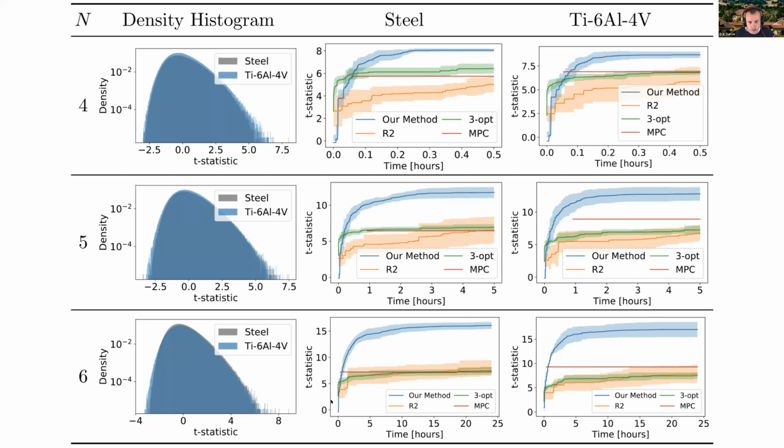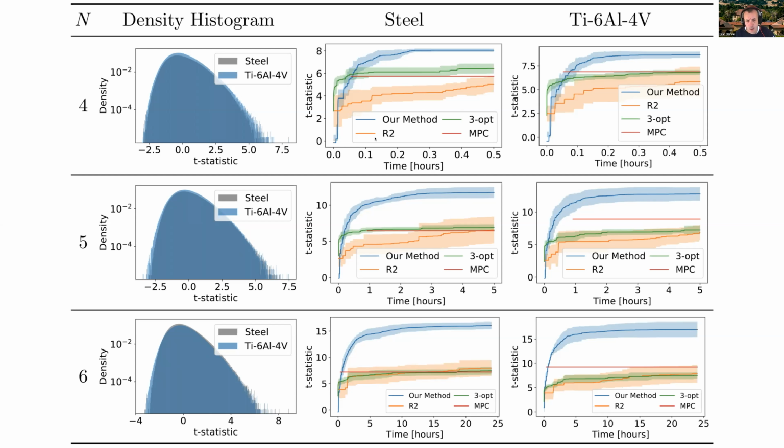So we don't know what the exact maximum is, but you can see that our method in blue is significantly outperforming all other techniques. So MPC in red is actually doing pretty well in this example. 3-opt is also sort of close behind. And then the R2 method, which is sort of the pure AlphaGo technique, is very slow.